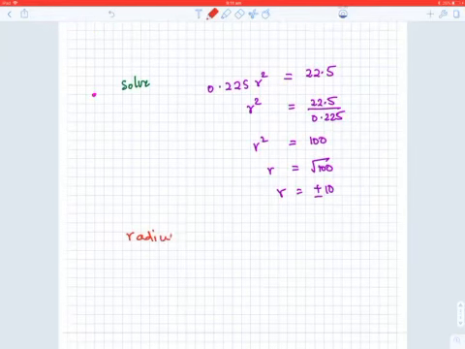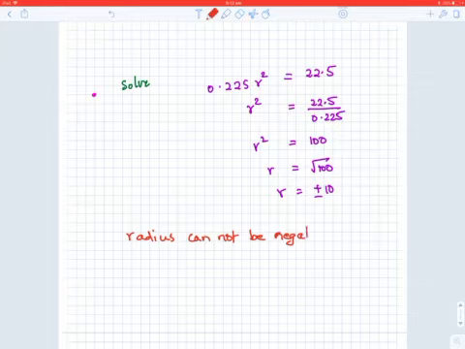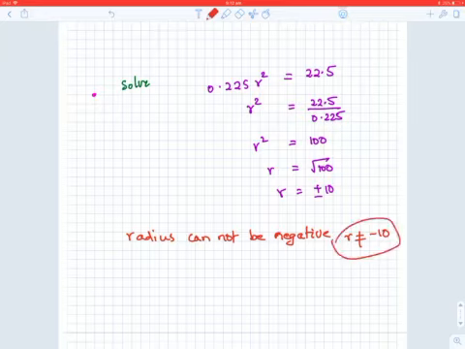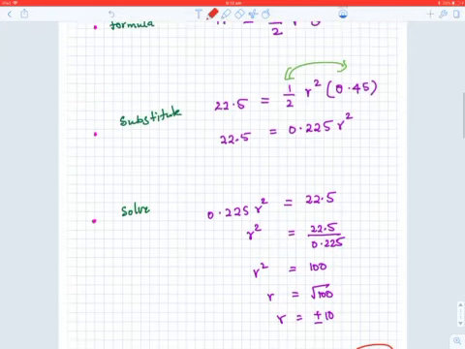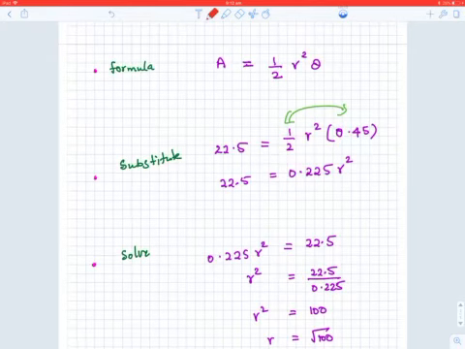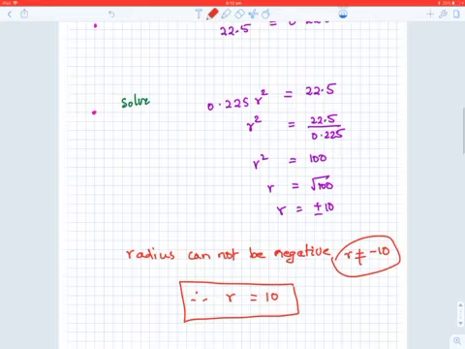Now this r has two answers. However, radius cannot be negative. Radius cannot be negative. Therefore, we cannot have r equal to minus 10. So therefore, your answer is r equal to 10. That is your final answer for the question.